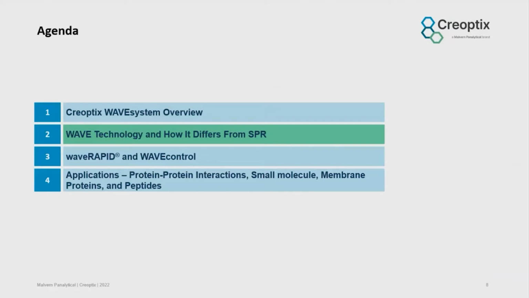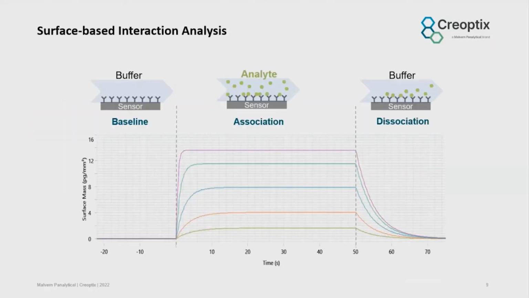So now it's time to talk a little bit about the wave technology and how it differs from surface plasmon resonance. In surface-based interaction analysis, when we are looking at label-free interactions, it's comprised of many components, where we have a baseline. On our sensor surface, we'll have perhaps a protein or an antibody immobilized. We then have an association of an analyte, and we rinse the analyte off during a dissociation phase. This is done in a series of increasing concentrations, which we can then calculate the kinetic rate constants.